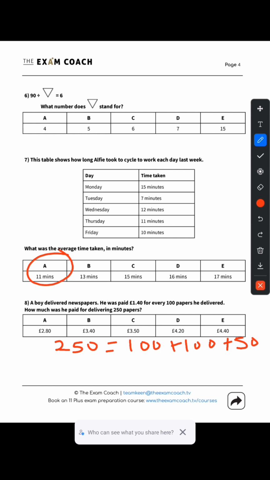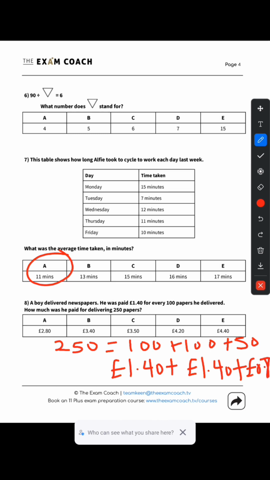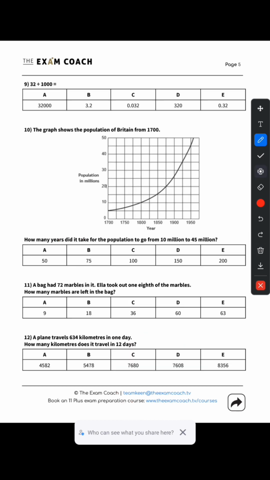If he gets paid £1.4 for every 100, then for the first 100 he gets £1.4. For the second 100, he also gets £1.4. And for the last 50, since he gets £1.4 for 100 papers, 50 is half of 100 papers, so he's going to get half the price. Half of £1.4 is £0.7. When we add that together, 1.4 plus 1.4 is 2.8, and 2.8 plus 0.7 is 3.5. So we'll be getting a total of £3.5 for delivering 250 newspapers at the rate of £1.4 for 100 newspapers. So our answer would be C.